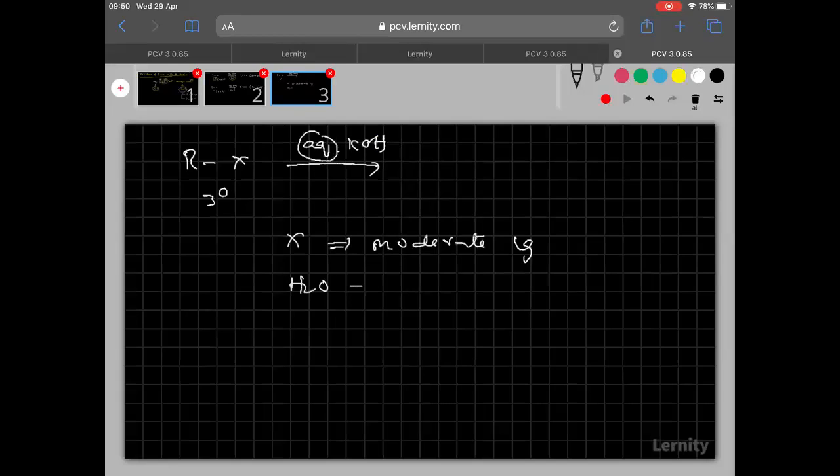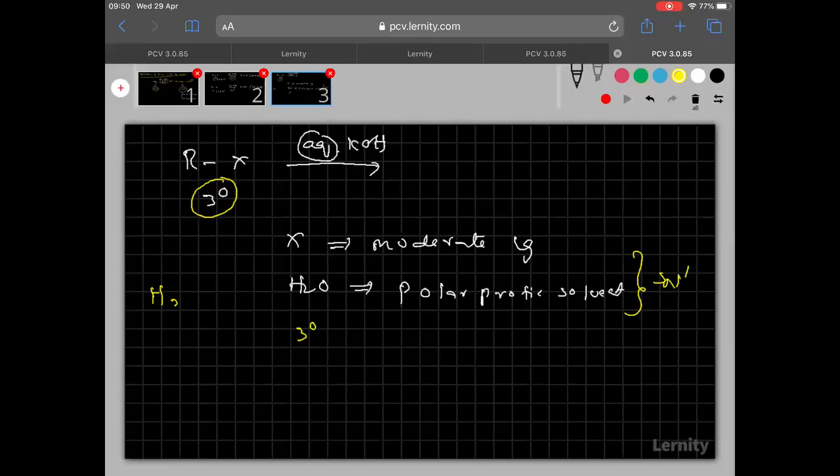And here you see aqueous is there. Aqueous means what? Tell me, water. So water is which solvent? Polar protic solvent. Water is the polar protic solvent. And here you see RX. RX is which degree? Tertiary. So RX is tertiary. And these are all the factors favoring which mechanism? SN1 mechanism.